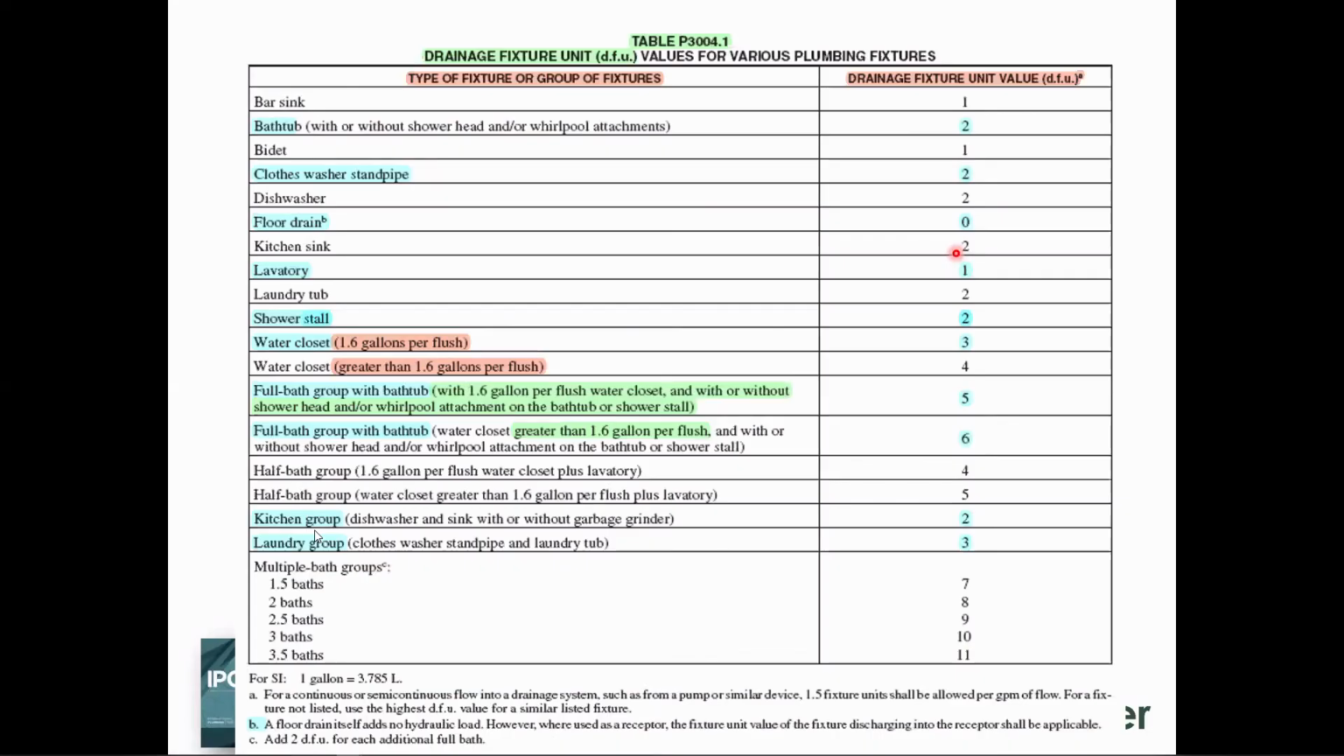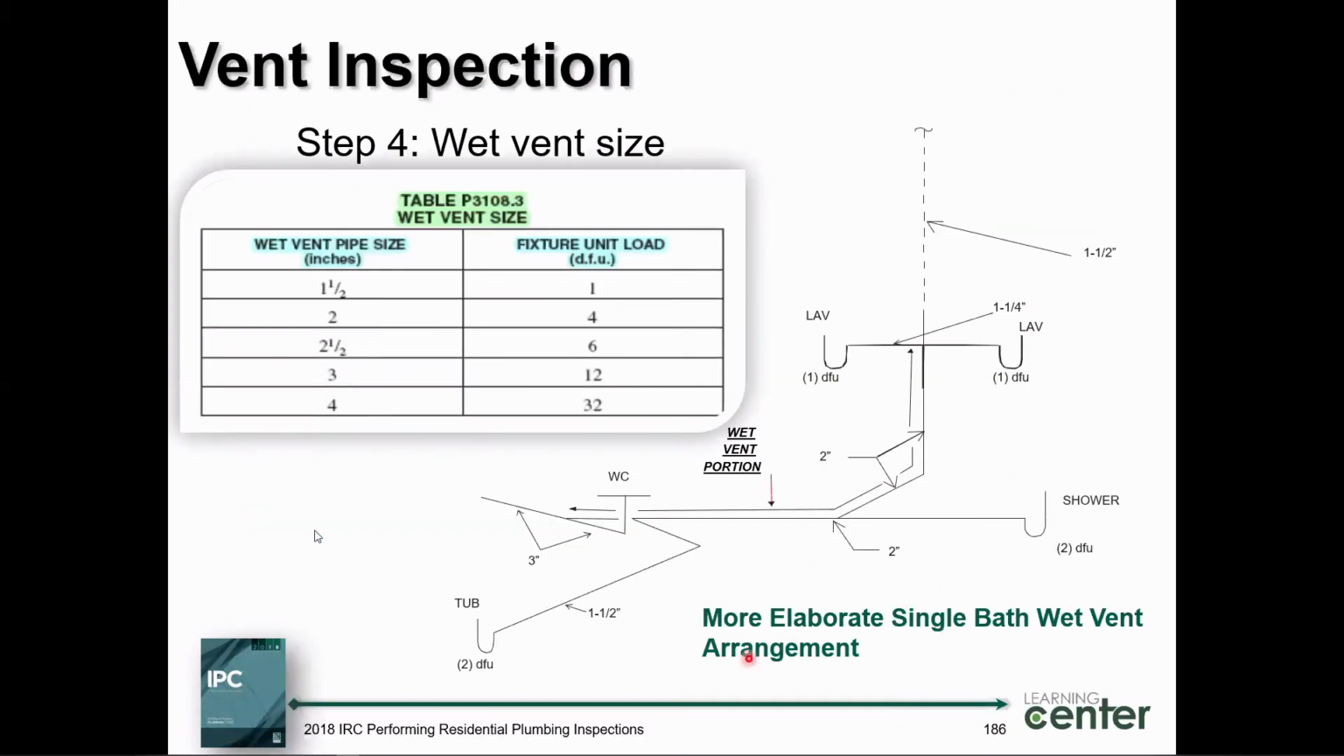Yep. Here's the table, ladies and gentlemen. Here's the drainage fixture units. Remember this table? 3004.1. This is where we're getting all the drainage fixture units for the plumbing fixtures. Let me show you maybe a little more complicated one. How about this one here? You see this one? I know it looks weird, but just look at it for a minute, right?